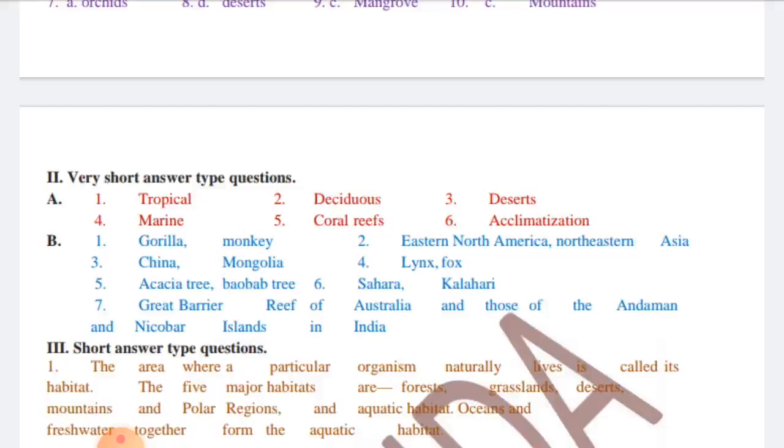The next question is regions where temperate forests are found. That answer is Eastern North America and Northeastern Asia. Let's see the third one: countries where boreal forests are found, that are China and Mongolia. Let's see the fourth one: animals found in boreal forest. The fourth one is lynx and fox.